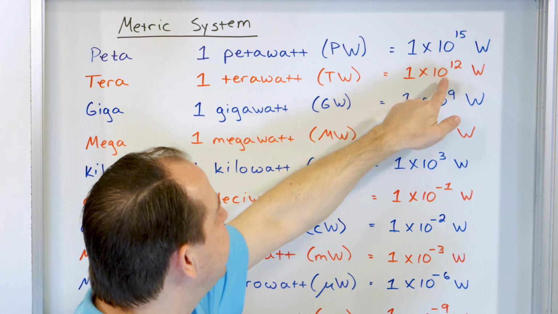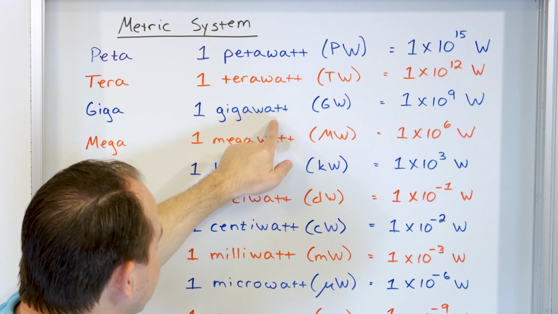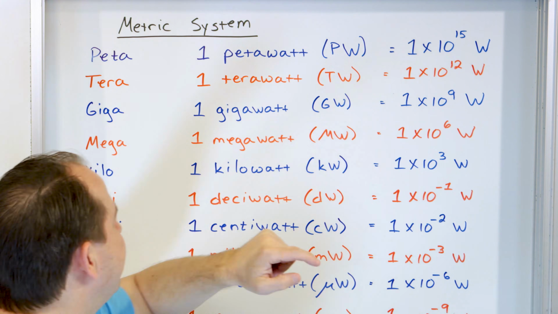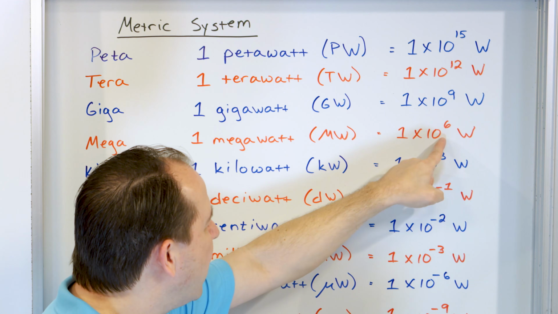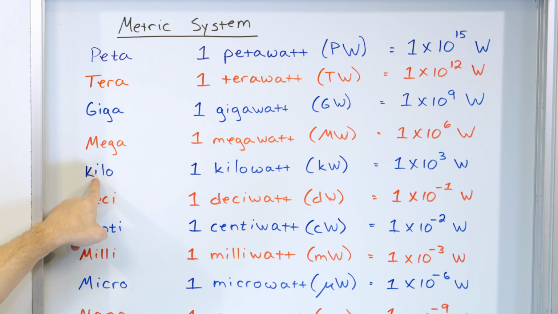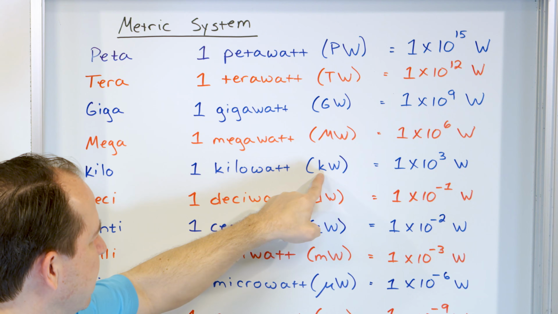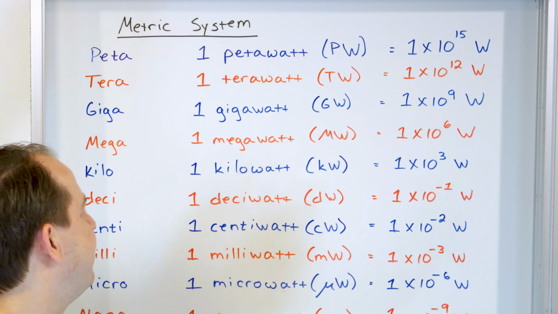Then we have terawatts, 10 to the 12. Then we have giga for gigawatts or gigameters. That's a billion times bigger. Then we have megawatts or megameters, which is 1 million times bigger. Then we have kilowatts or kilometers, lowercase kW, that's 1,000 times bigger.